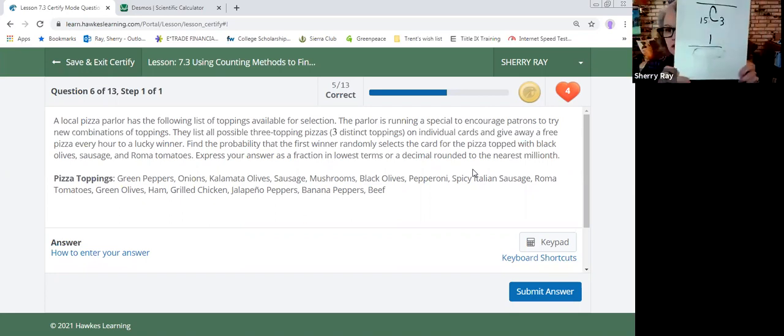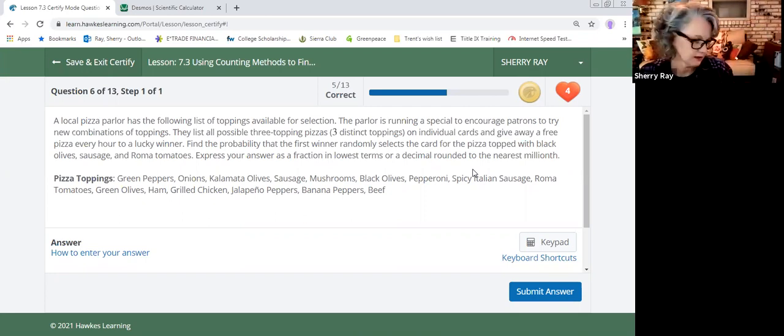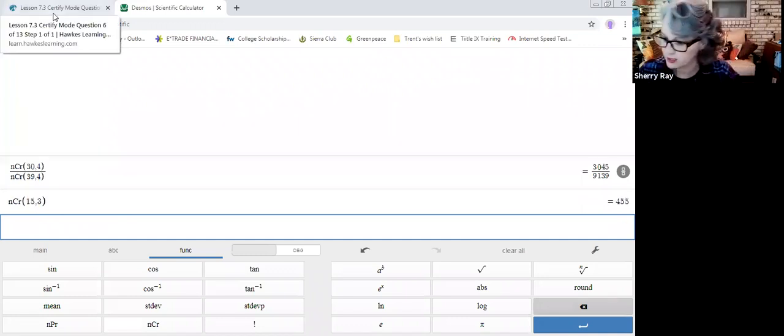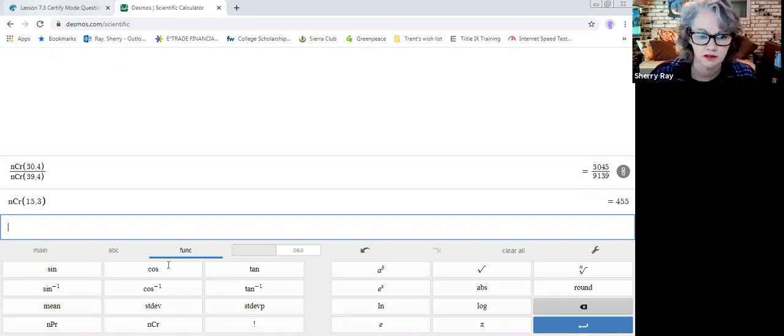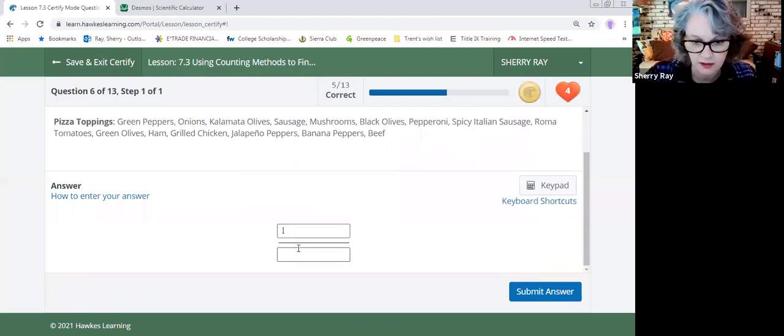Okay. So we have green peppers, onions, olives, and so on. 15 combination 3. I'm going to go to my calculator. I can also go back and just edit this 47 to a 15. Gives me 1 over 455. So I'm going to go in 1 divided by 455.